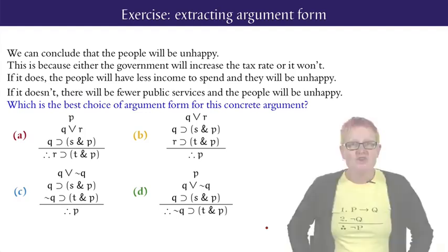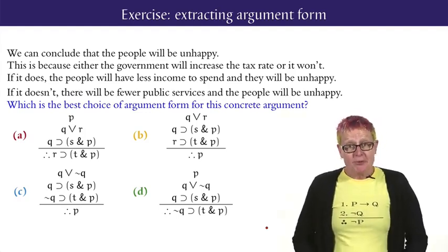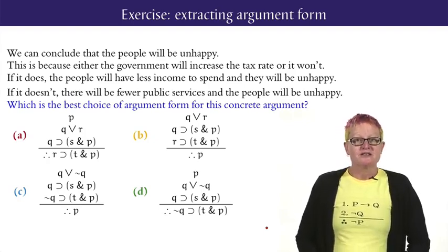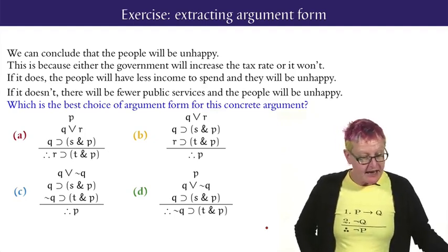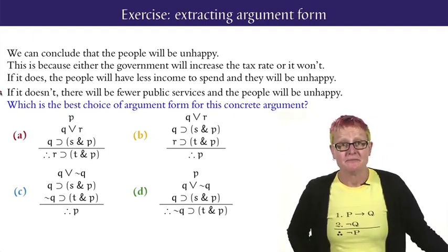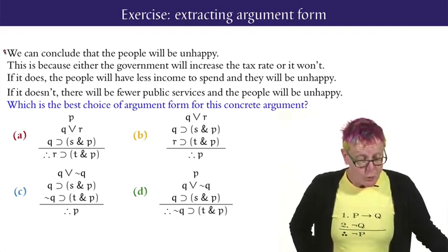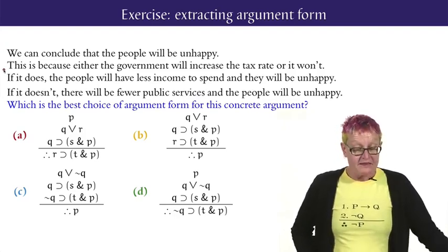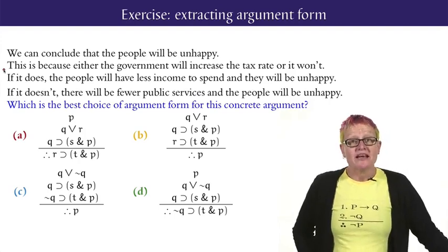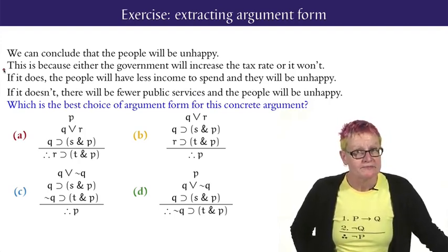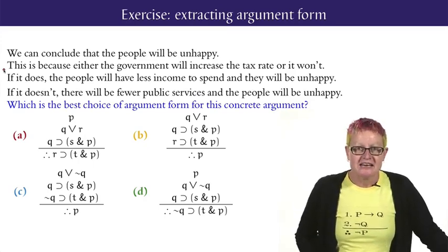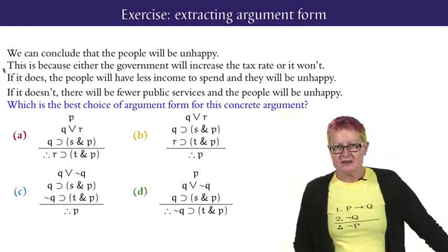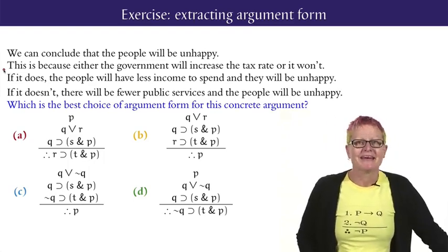Now, time for you to get to do some work, getting practice extracting an argument form from a concrete argument. So, we're going to consider the following argument in black text here. The argument begins, we can conclude that the people will be unhappy. This is because either the government will increase the tax rate or it won't. If it does, the people will have less income to spend and they will be unhappy. If it doesn't, there will be fewer public services and the people will be unhappy.